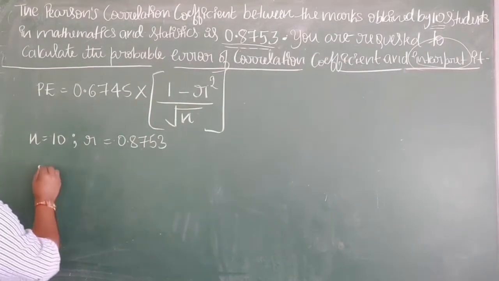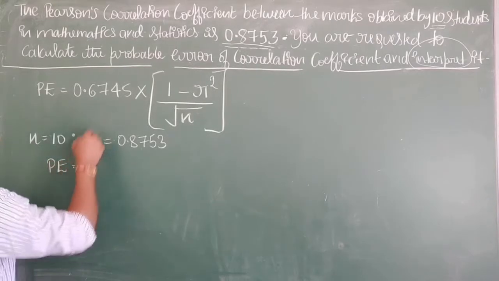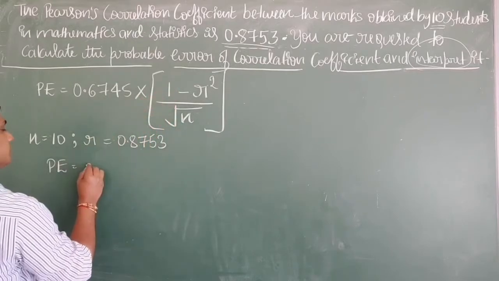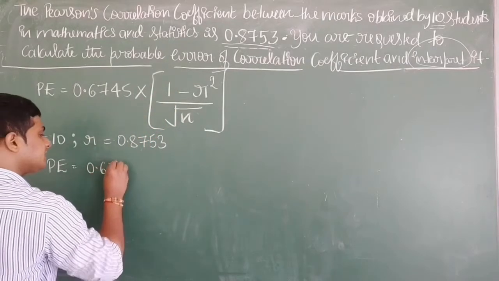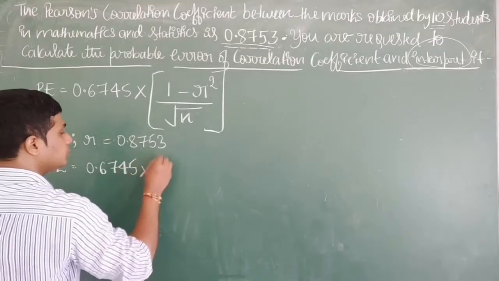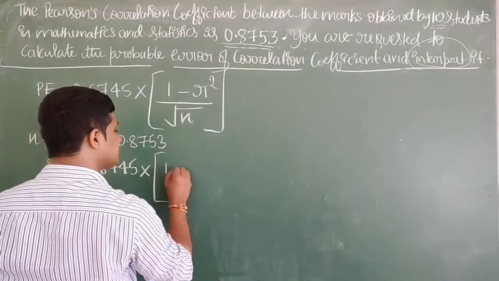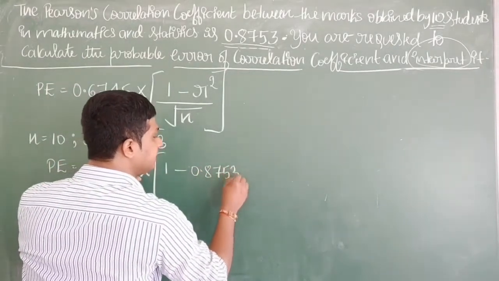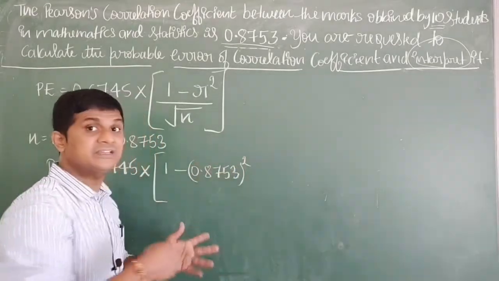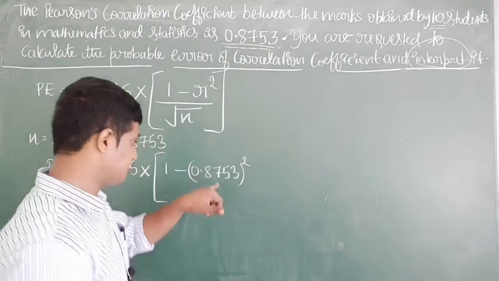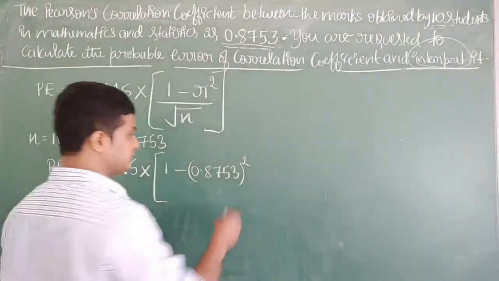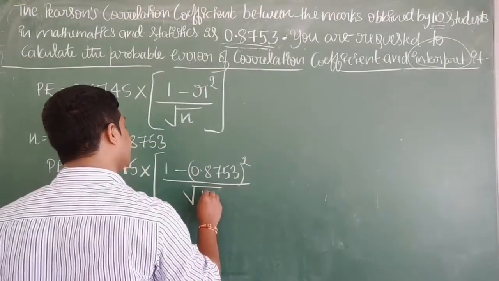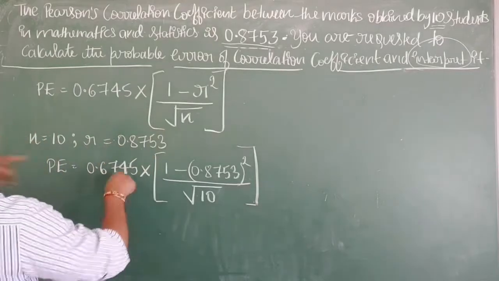So let us calculate the probable error. PE is equal to, I'll substitute these two values into our probable error equation now. PE is equal to 0.6745 into (1 minus r square). r is 0.8753, and we need its square. We know r square is the coefficient of determination, so we are using the coefficient of determination here, divided by root of n. n is equal to 10, so we have to calculate the root of n.